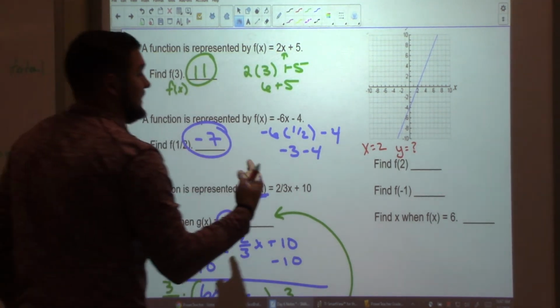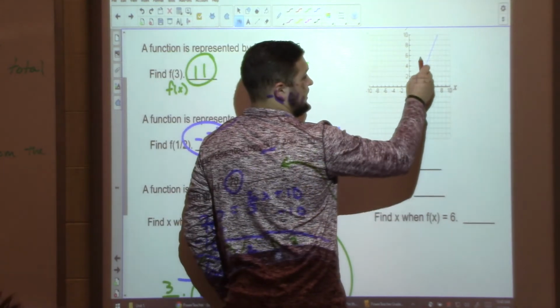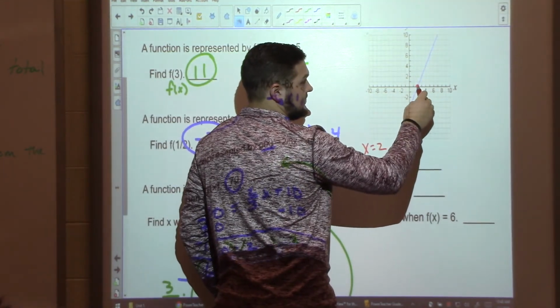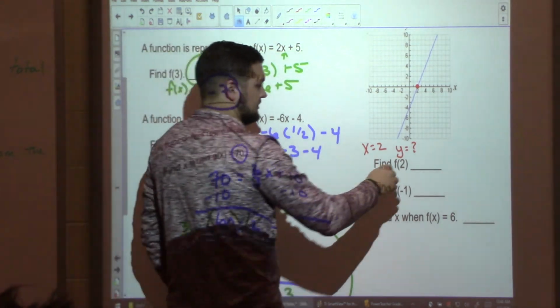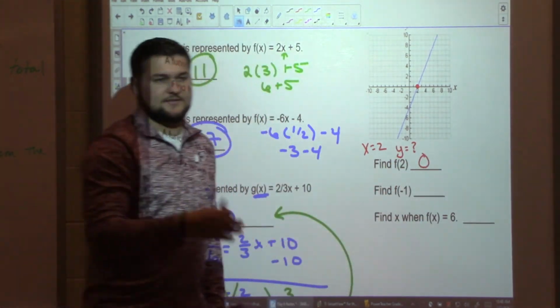So let's look at our graph. When x is 2, find where it hits our graph here. It's actually right here. What's the y value there? 0. So it equals 0. F of 2 is 0.